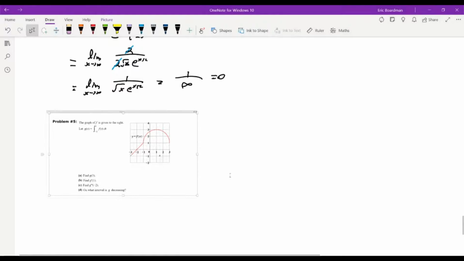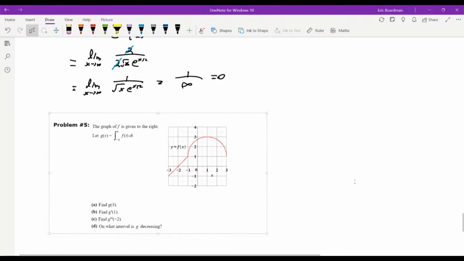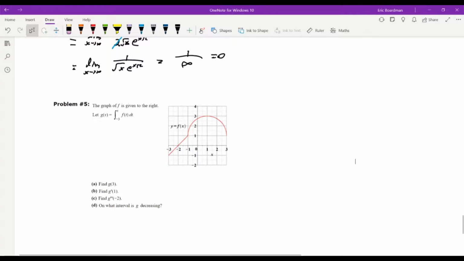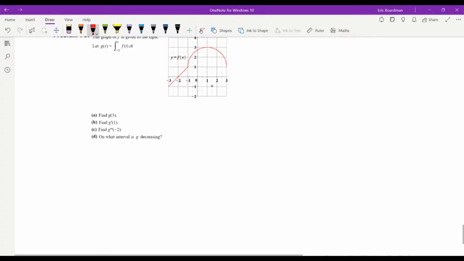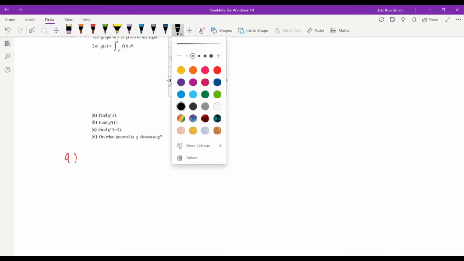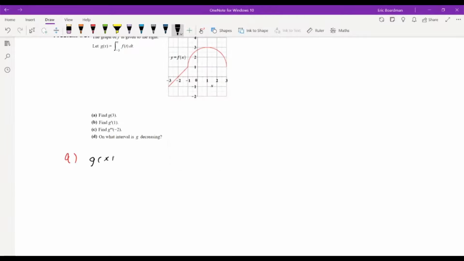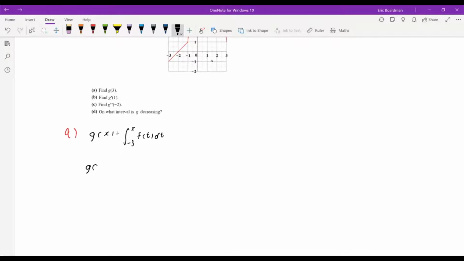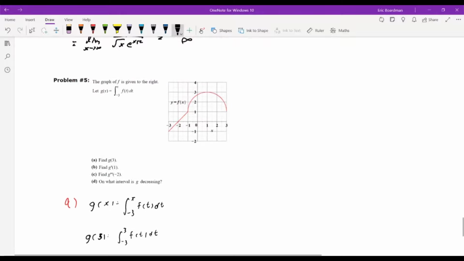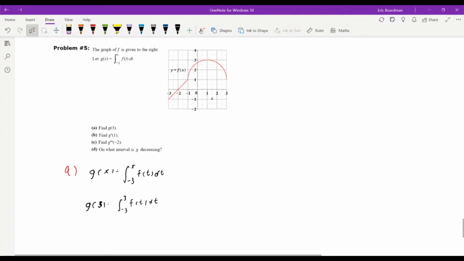Okay, so it says the graph of f is given to the right. Let g of x equal the integral from -3 to x of f of t dt. So part A says to find g of 3. Since g of x equals the integral from -3 to x of f of t, g of 3 will be the integral from -3 to 3 of f of t dt. And that's just the area between -3 and 3 of the graph.